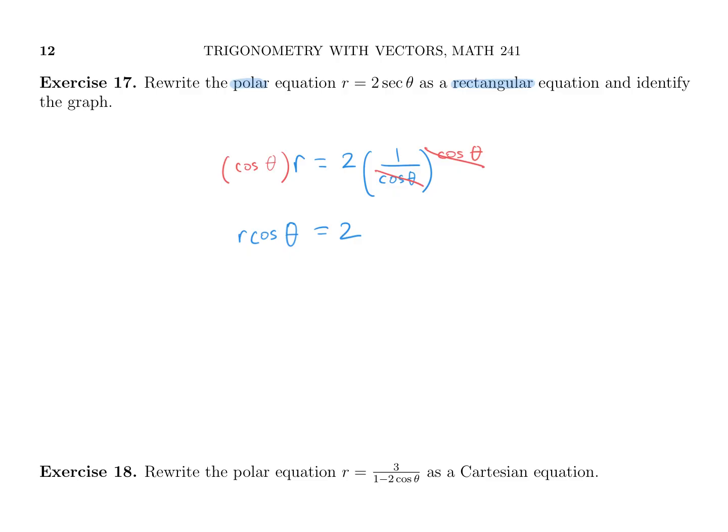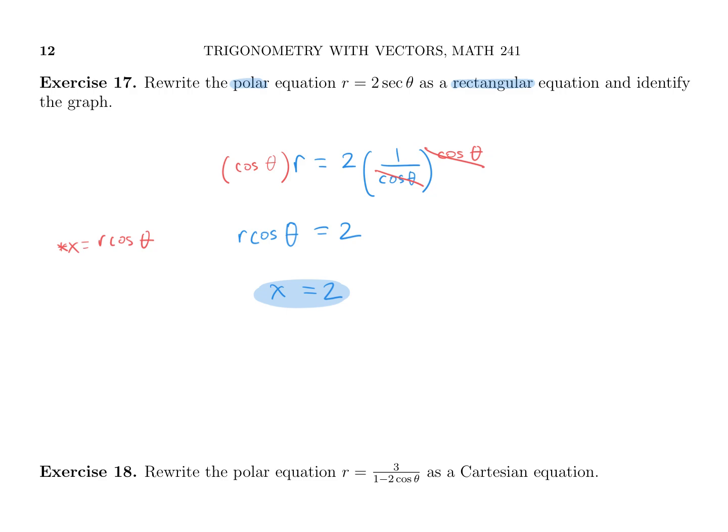And this should look very familiar, r cosine theta. Hopefully you guys recall that x is equal to r cos theta. That's one of the formulas that we have memorized. So that's why it's important to have these memorized, because then you can automatically see that that is going to become x equals 2. Okay, and that's our final answer.